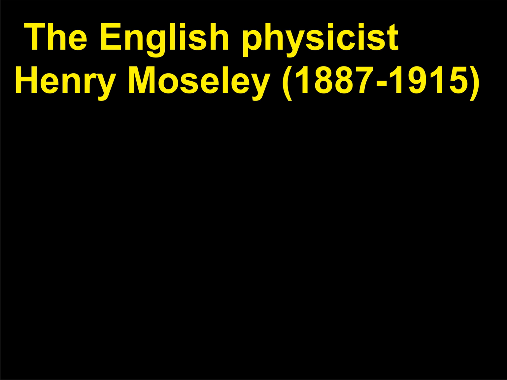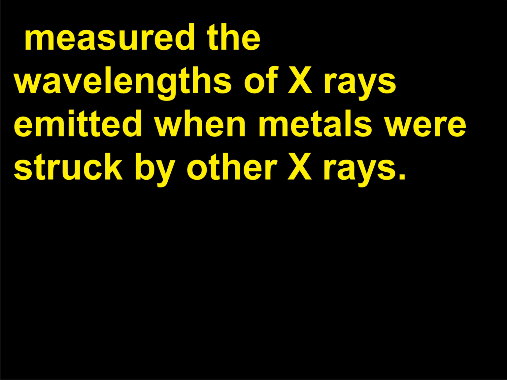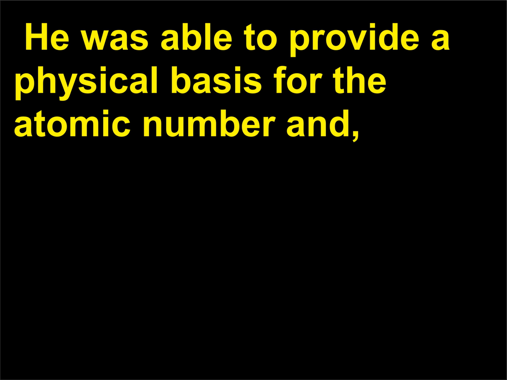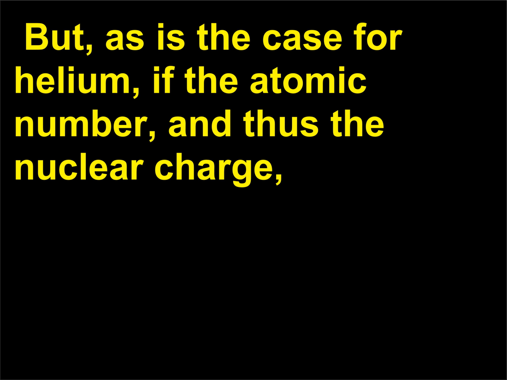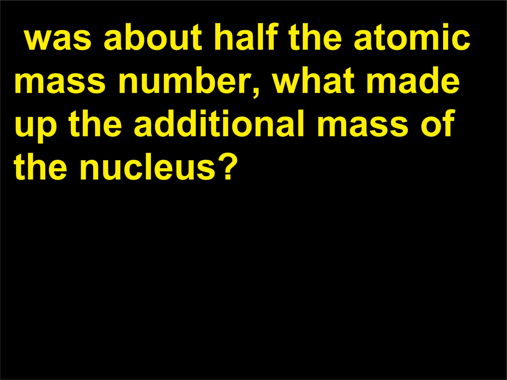The English physicist Henry Moseley, 1887 to 1915, measured the wavelengths of X-rays emitted when metals were struck by other X-rays. He was able to provide a physical basis for the atomic number and, in doing so, greatly strengthened the case for Rutherford's nuclear model. But, as is the case for helium, if the atomic number, and thus the nuclear charge, was about half the atomic mass number, what made up the additional mass of the nucleus?